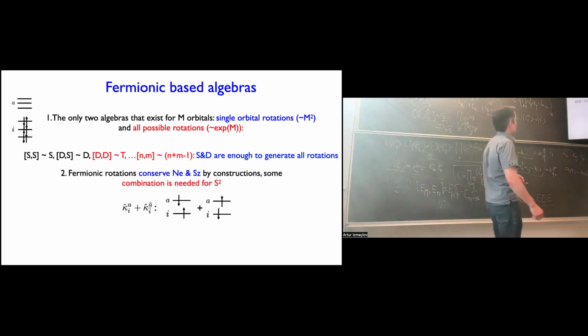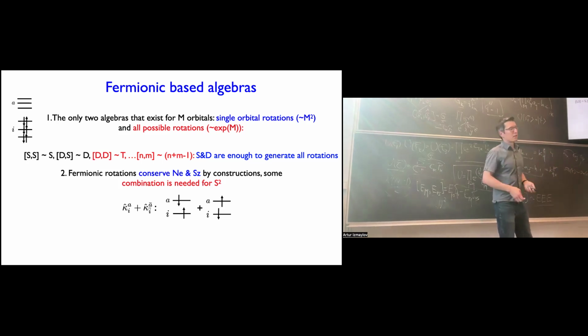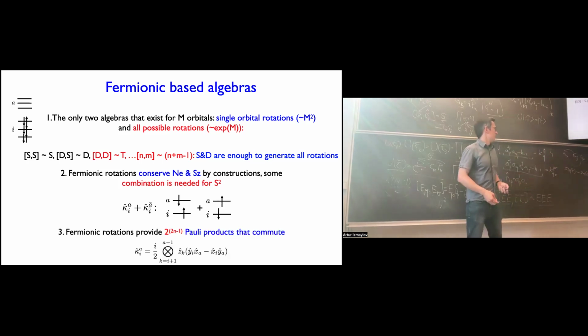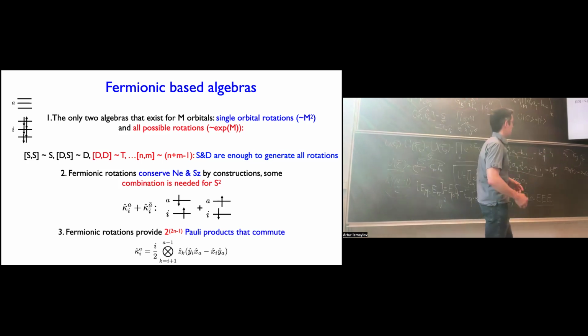Okay, so some of this fermionic rotation, if you want to do the symmetry-conserved generators, then you need to do linear combinations. For example, for singles, in order to commute with S squared, we need not only to excite the alphas and betas, but bring them together into a generator. And then general fermionic rotations provide Pauli products.